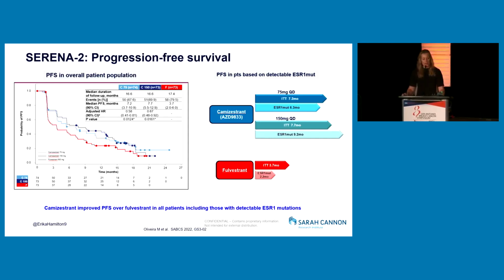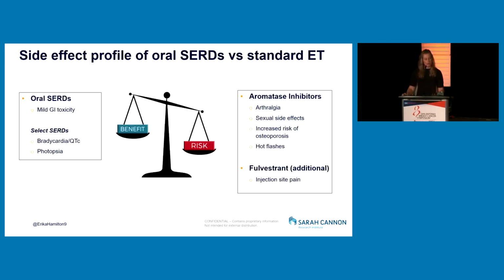Over on the right, you just see this highlighted among all comers or those with ESR1 mutations, but you really see a benefit with camizestrant regardless of ESR1 compared to fulvestrant. So what about the side effect profile? This is obviously very important for our patients.